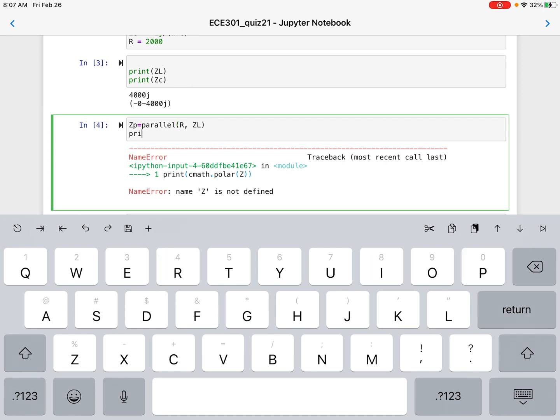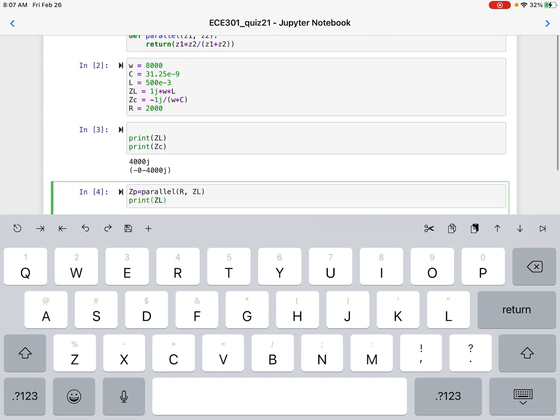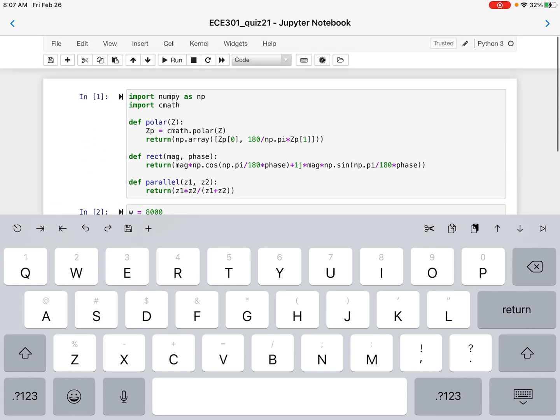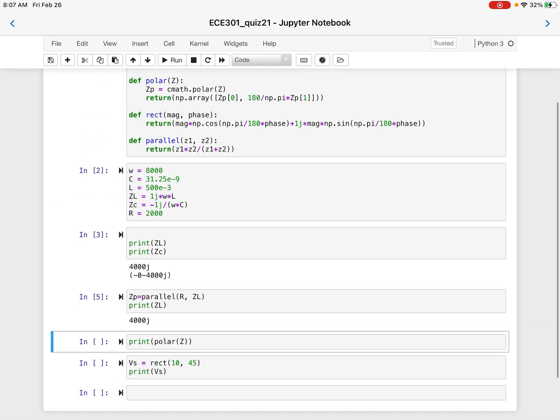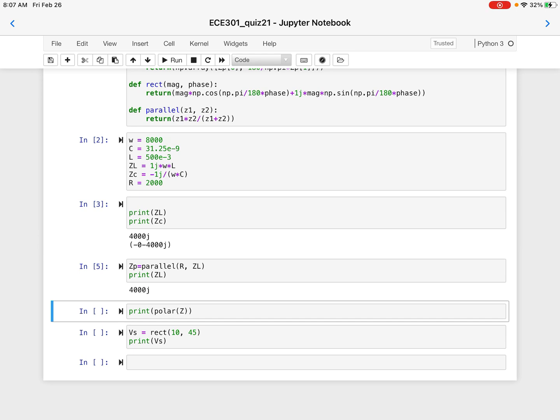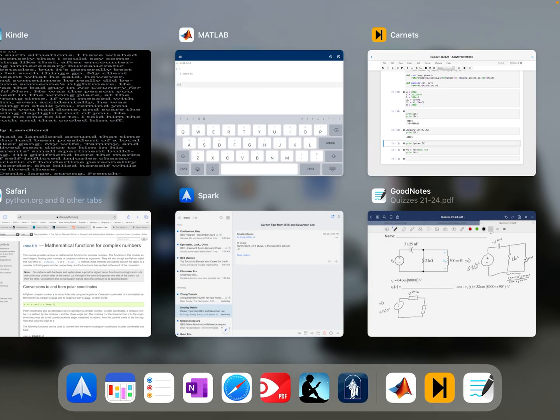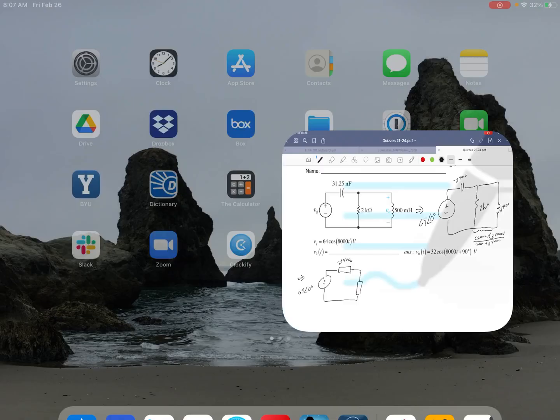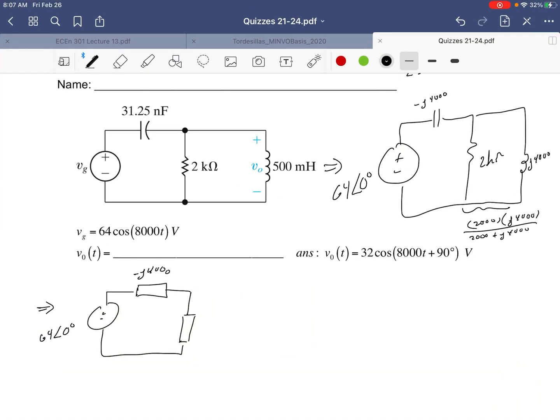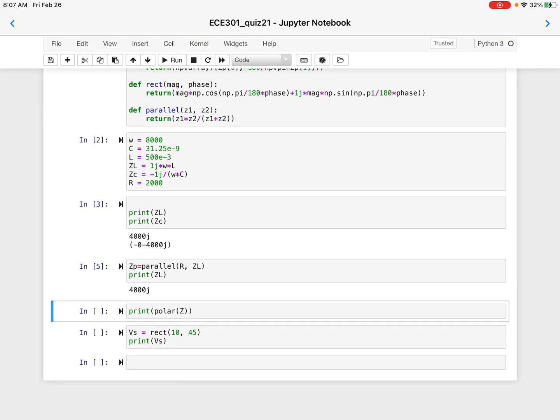And then I need to print ZL. Okay, and I'm going to go ahead and, whoops, just need to go back up here and run that cell. Okay, when I do that, I get 4000J, as you can see here. All right, so the parallel combination of the two, I don't really believe that. Let's just kind of go back and look at this.